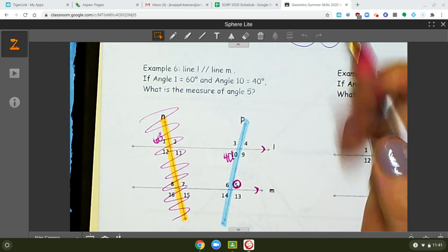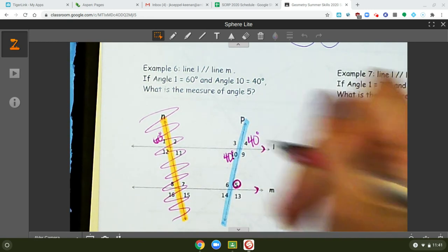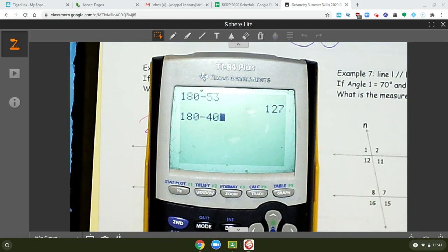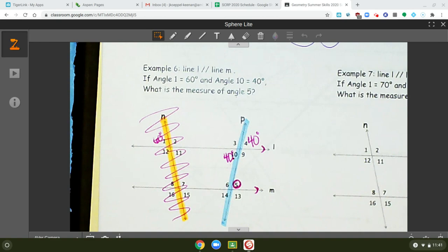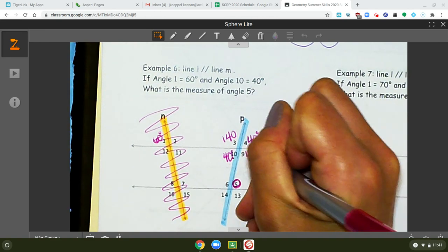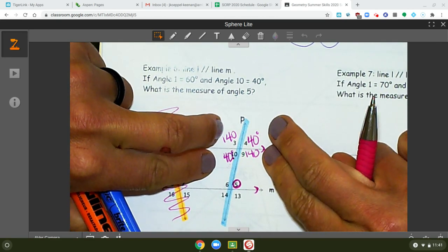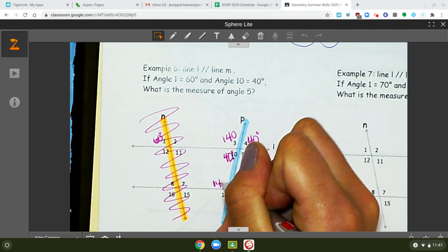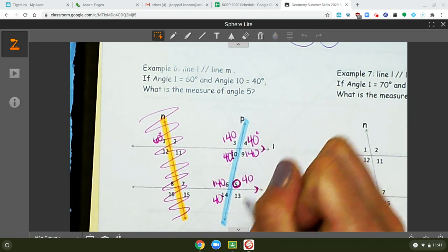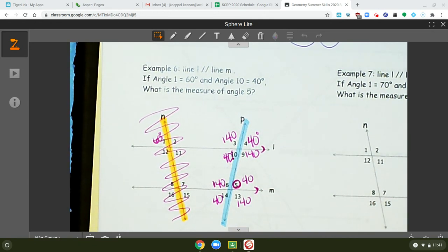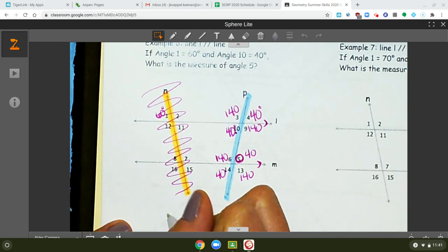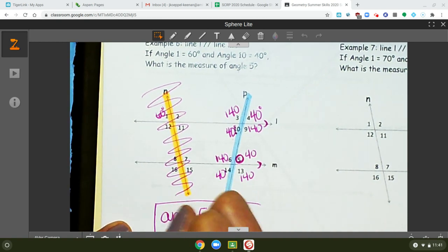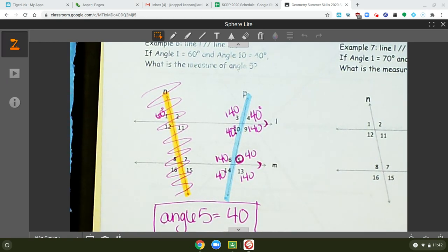So if this angle is 40, its vertical angle is 40 degrees. We then know that we have linear angles. So 180 minus 40 is 140. So we have 140 and 140. Now I could take those four angles and slide them directly down and they should match up perfectly. So 140, 40, 40, and 140. So what do we get for the measure of angle 5? All right, so angle 5 equals 40 degrees. And we have found our solution.